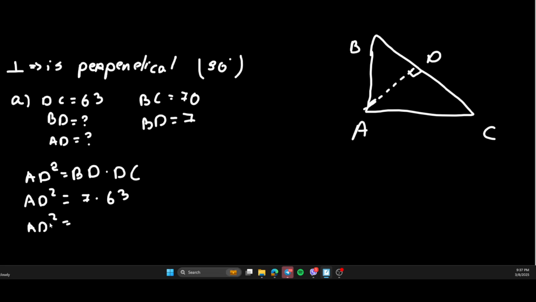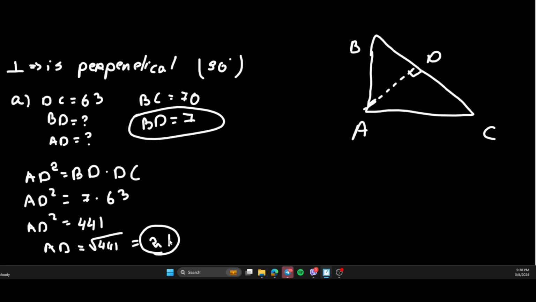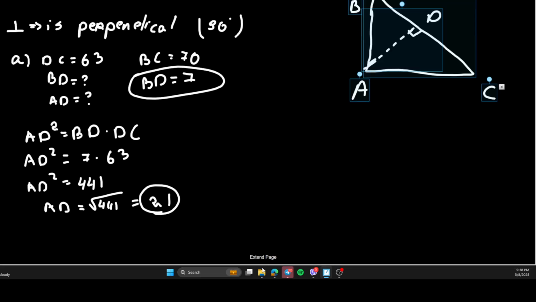Okay, 63 times 7. 441. And I think the square root of this thing is 21. I think, I'm not sure. Okay, square root of 441. Yeah, 441. Square root is 21. Yeah, it's 21. Alright, same thing, case B now.